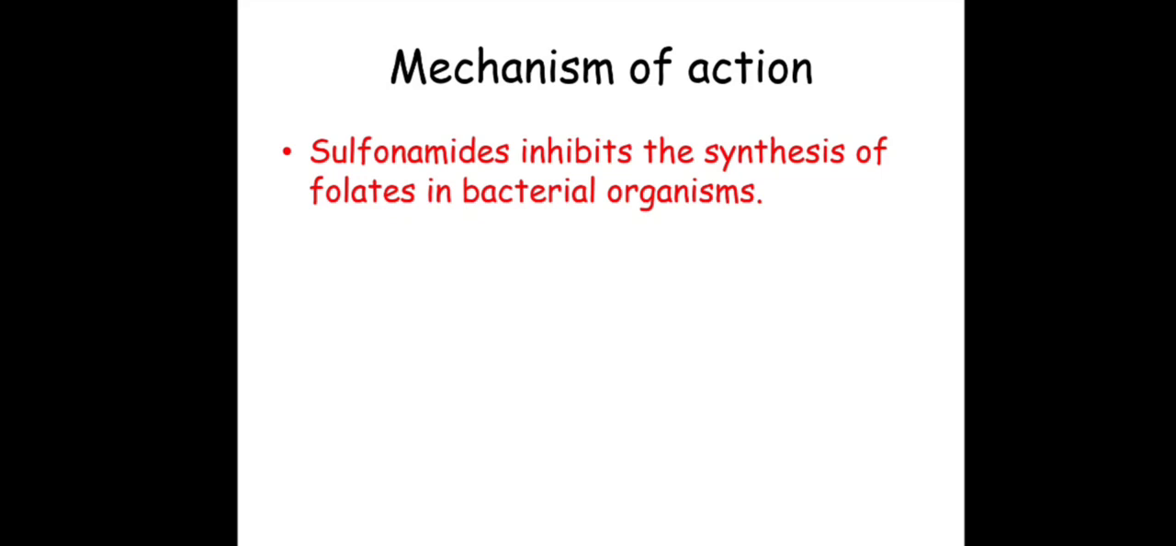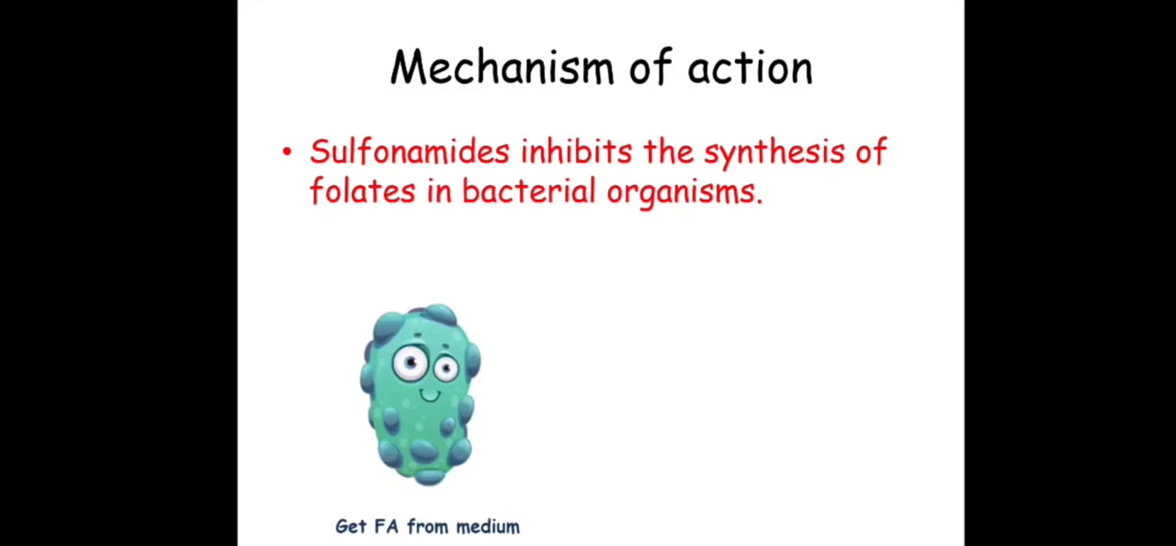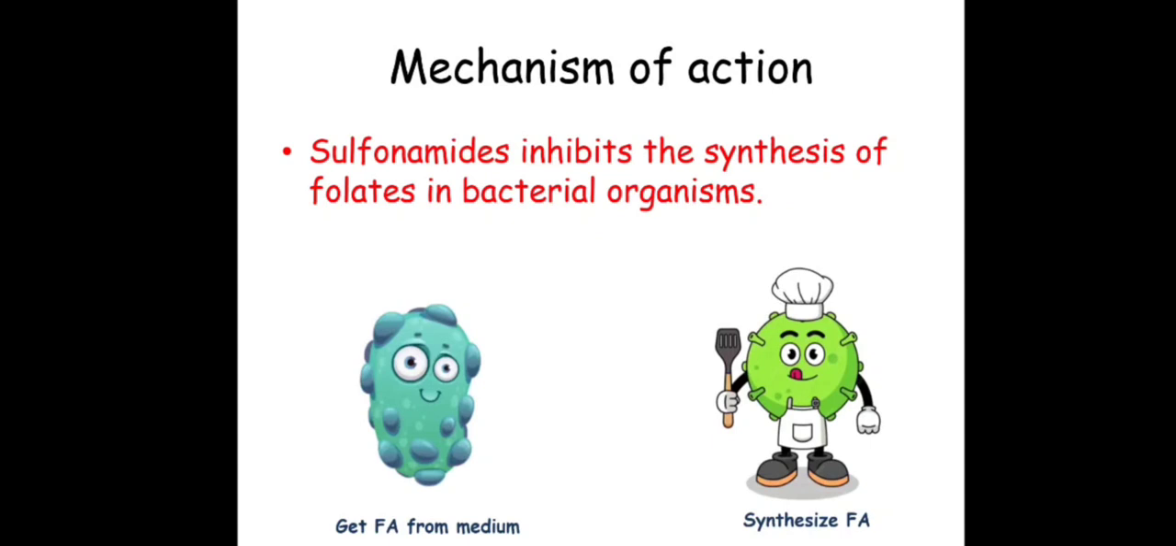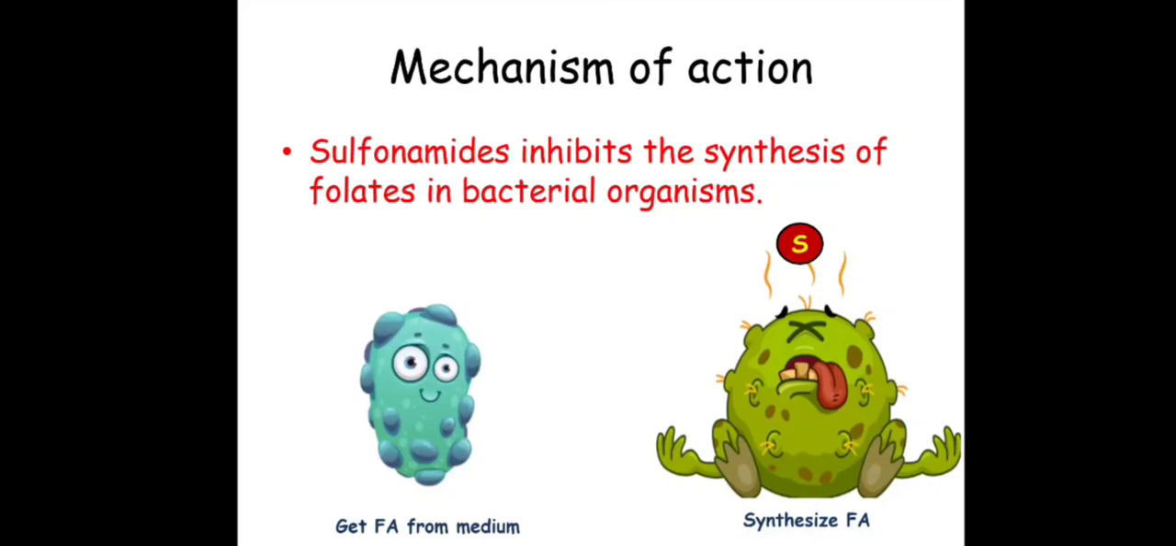Similarly, we have a few bacteria. We can divide bacteria into two types. The first type is the bacteria that get folic acid from the medium, and the second are the bacteria that have to synthesize folic acid themselves. Means they will not get it in prepared form. They are required to prepare folic acid by themselves. So our drug sulfonamide will mainly attack the bacteria that are synthesizing folic acid, and what they will do is inhibit the synthesis of folic acid inside the bacteria, because of which it will inhibit the bacteria. Okay, so this is the simple mechanism of action.